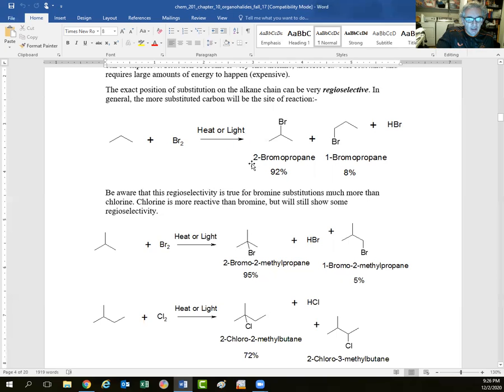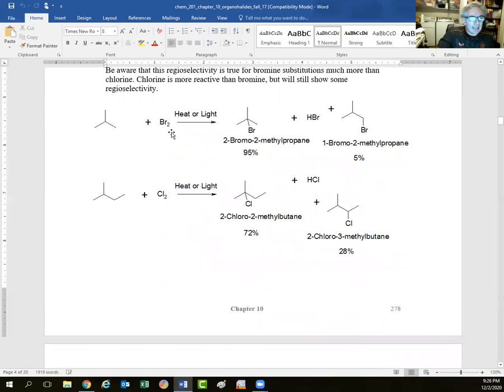So the major product would be 2-bromopropane, 92%, compared to either one of the two terminal carbons, which would produce 1-bromopropane, just 8%. Same again with bromine reacting with 2-methyl propane. We've got 1, 2, 3 primary carbons, but there's a tertiary carbon in the middle with 1, 2, 3 carbon neighbours, and that gives the higher yield: 95% of the 2-bromo-2-methyl propane, and only about 5% of one of the 3 positions that would give 1-bromo-2-methyl propane.